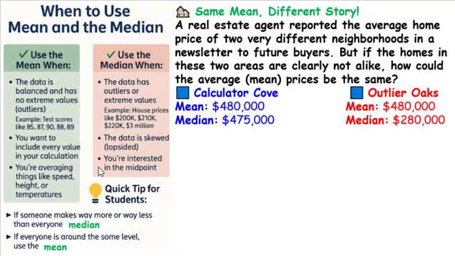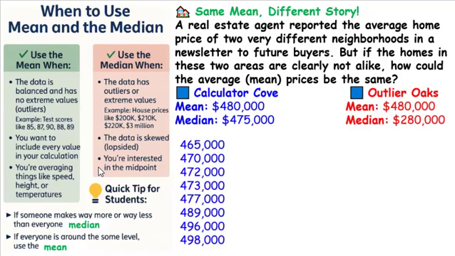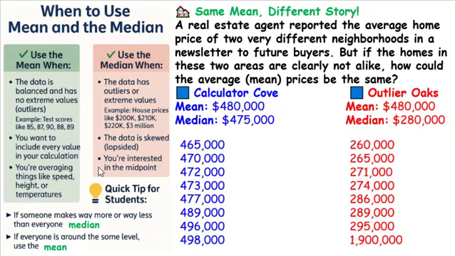To use the median, you want to use it when you do have outliers or extreme values. The data is skewed or lopsided, has a lot of values that are either high or low. The home prices of Calculator Cove are like so, while Outlier Oaks look like this.